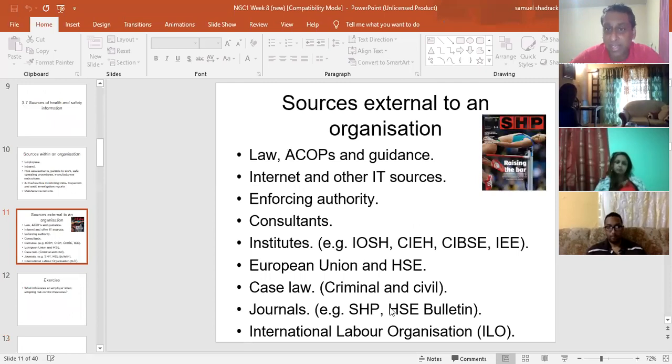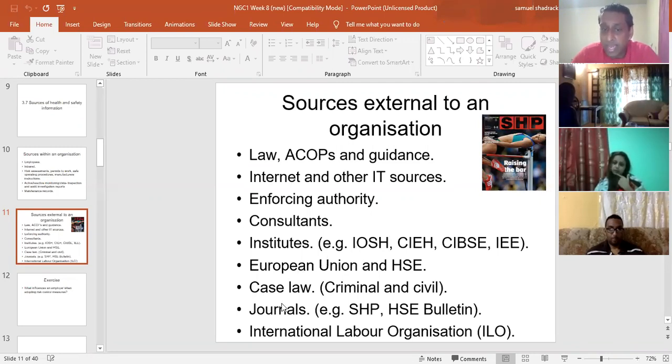What are sources of information external to an organization? This used to come before. Again, it's not very famous in these open book exams. But a way for this to come up is they may ask, and I'm making up a question on the spot here, for instance, maybe the employer does not know something and wants to research it. So where would the information come from? You all should know that from lesson 1. The answer normally comes from ACOPs and guidances. And because these were really from the Health and Safety Executive, these are external. So if you get information from Google, that is external. Enforcing authorities like OSHA or the HSC, consultants, institutes, IOSH being one of the bigger ones.